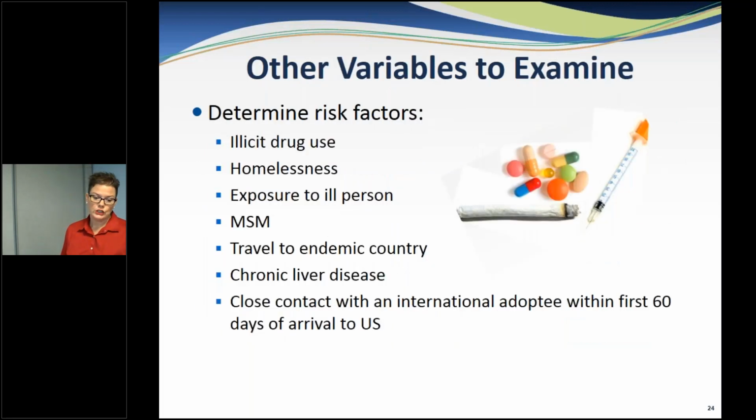Other things you're going to look at: risk factors, illicit drug use, and that's IV or non-IV, even marijuana, homelessness, exposure to an ill person, MSM, which in this outbreak is not considered a risk factor, travel to an endemic country, chronic liver disease, or close contact with an international adoptee within the first 60 days of their arrival to the U.S.